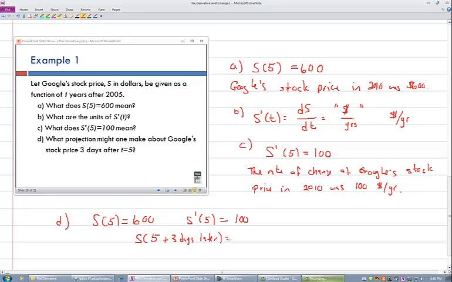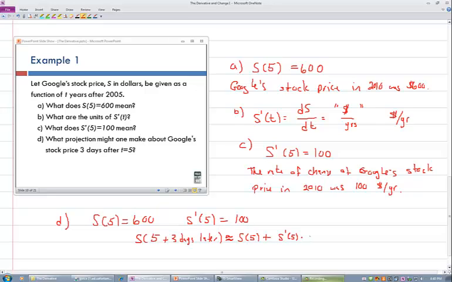Right, what would this equal? Well, it should be equal to S of 5, right, and it's approximately, so I shouldn't say equals, this is approximately. So approximately S of 5 plus the rate of change, so how it's changing, S prime of 5. And how are we changing? We're changing by 3 days. So here we have to be a little bit careful.